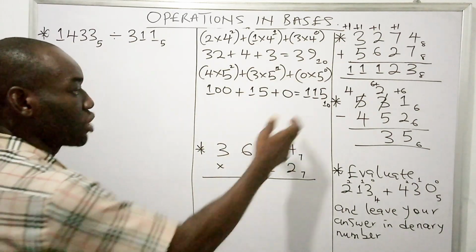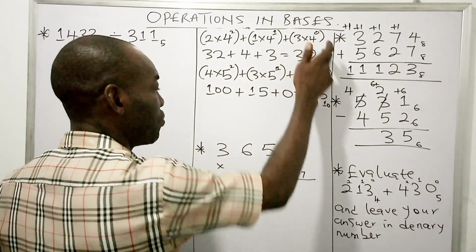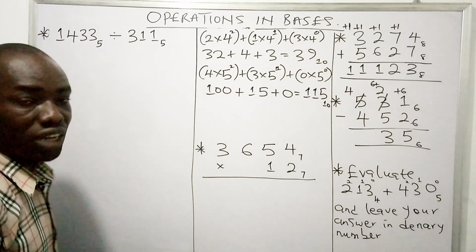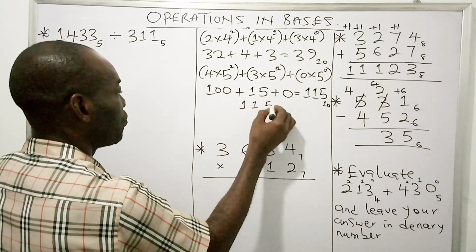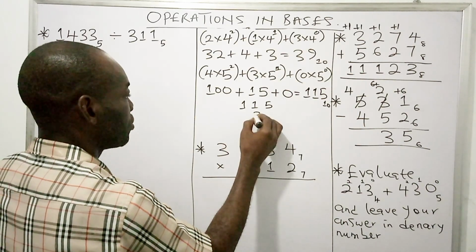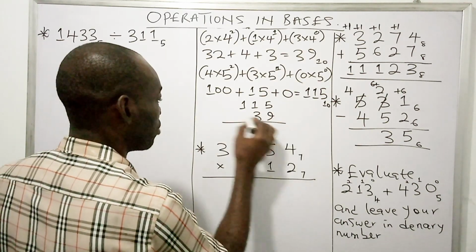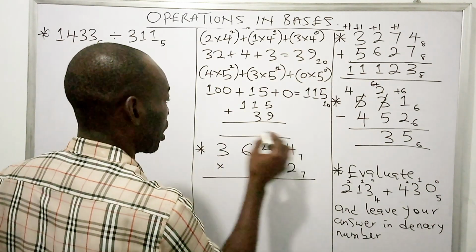Now, we've changed both numbers to base 10. Then the next thing for us now is to what? Is to apply the sign of operation in between them, which is addition. So we have 115, and we have 39. So both of them are already in base 10. So go ahead and carry out the addition.